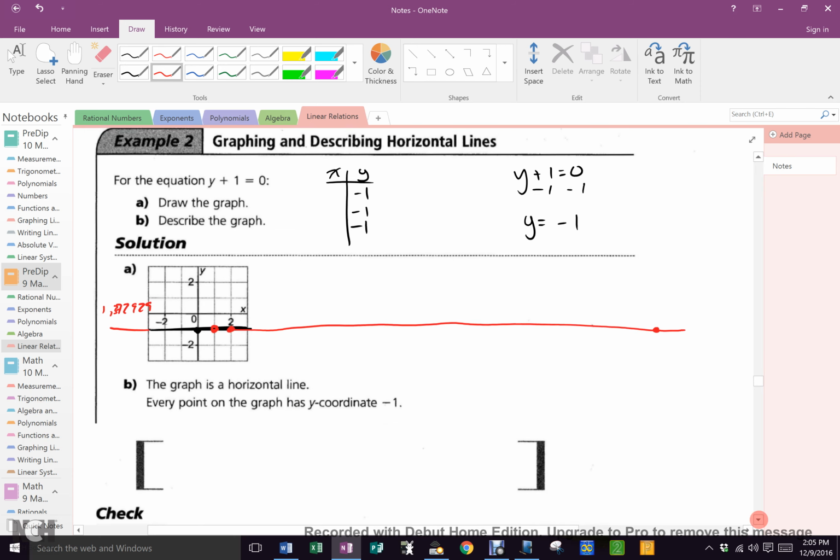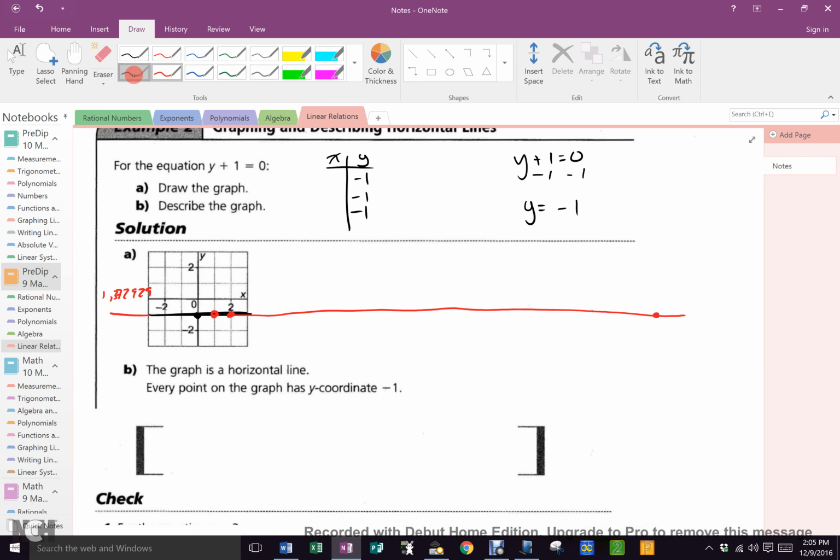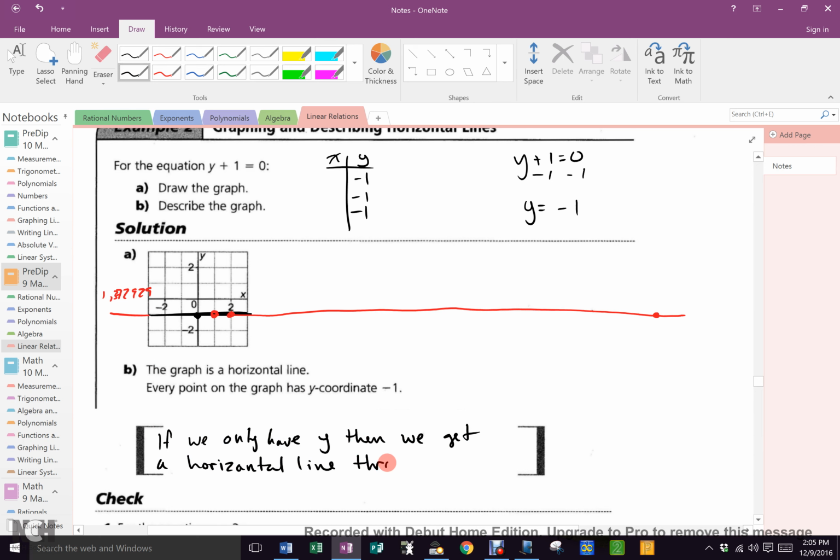So, what's our rule there? If we only have y, then we get a horizontal line through that y value.